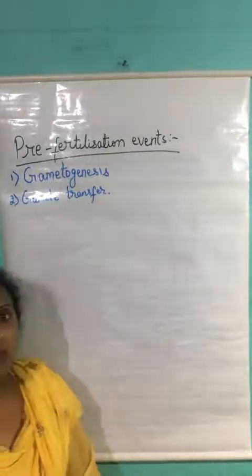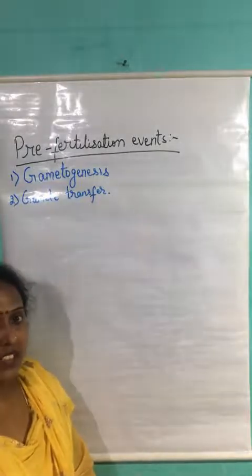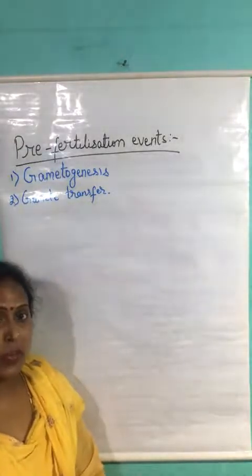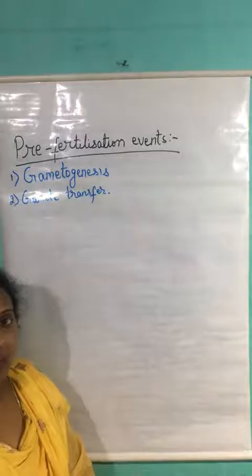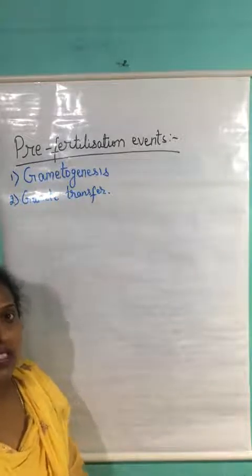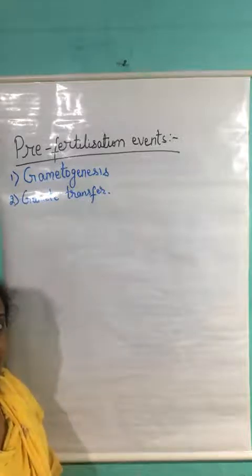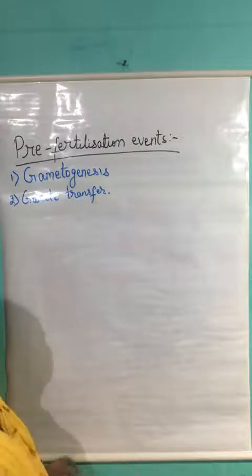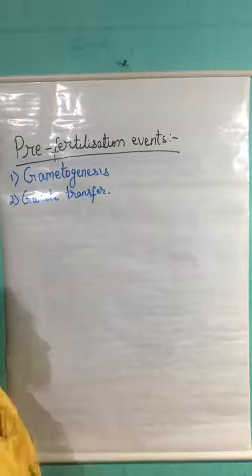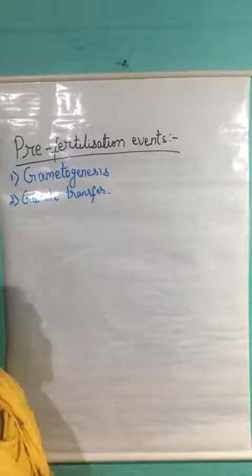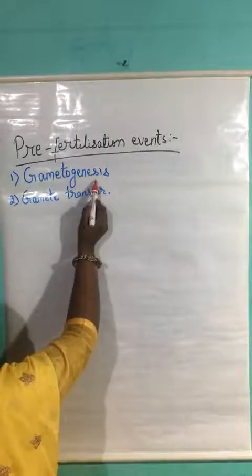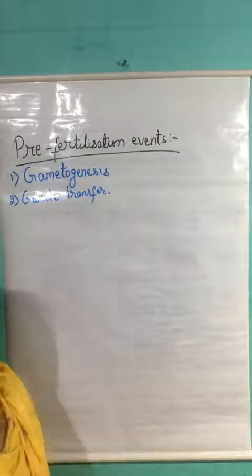In the last video, we discussed that the sexual mode of reproduction in flowering plants takes place in three main steps: the pre-fertilization event, the fertilization event, and the post-fertilization event. In the pre-fertilization event, we discussed that it includes gametogenesis and gamete transfer.